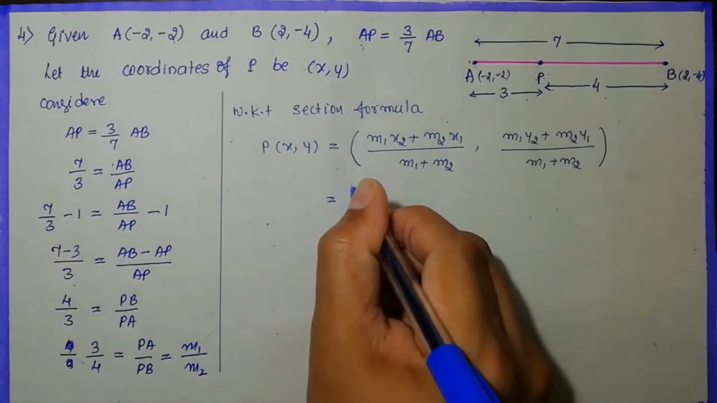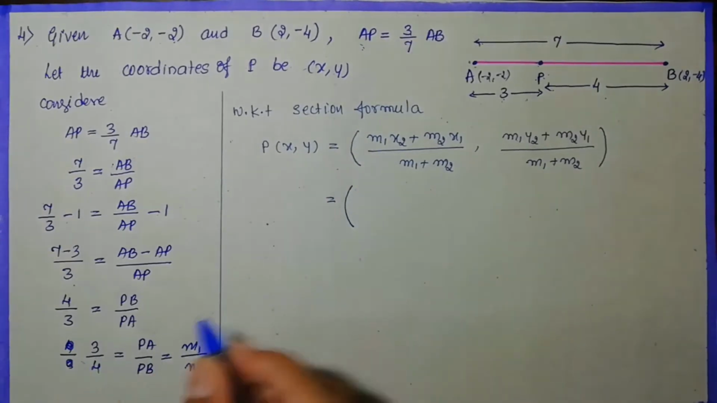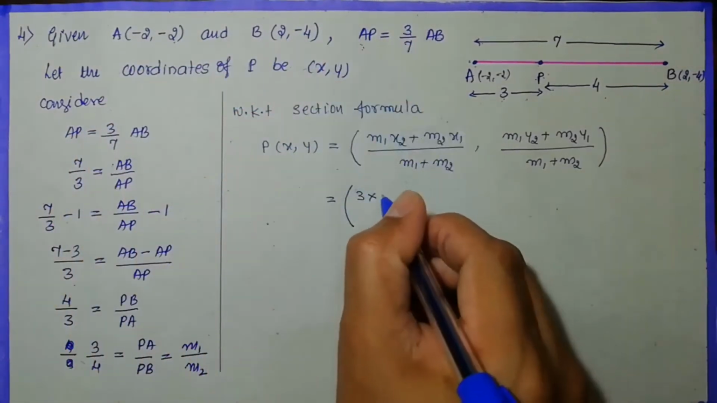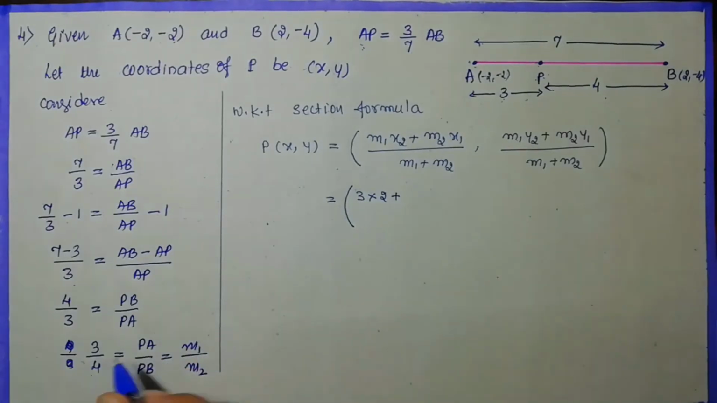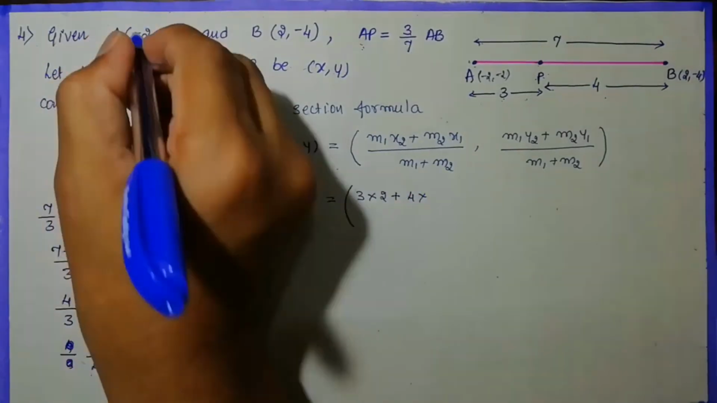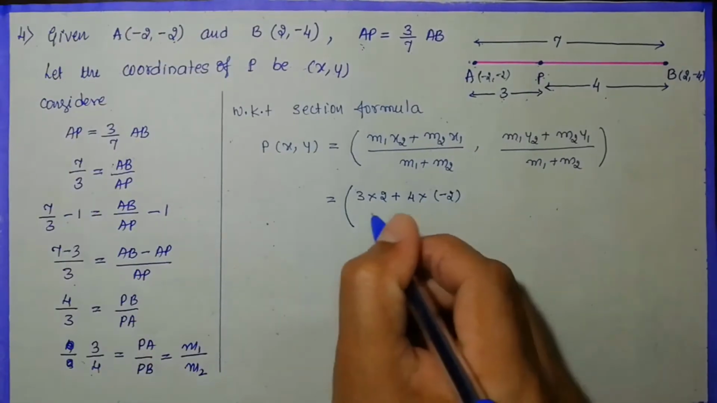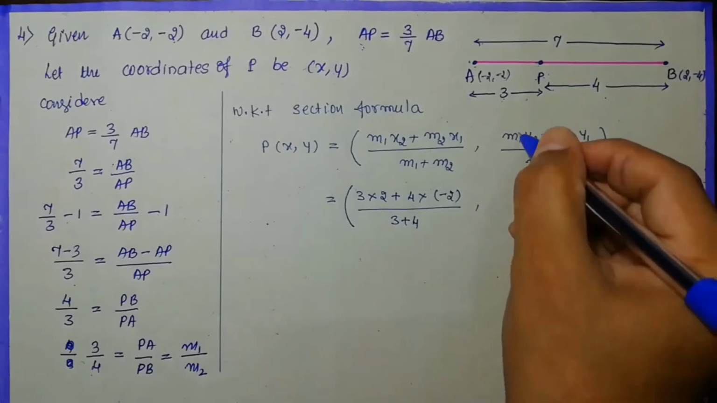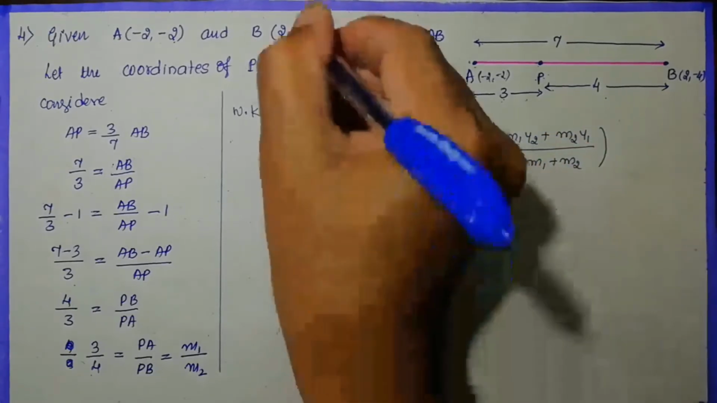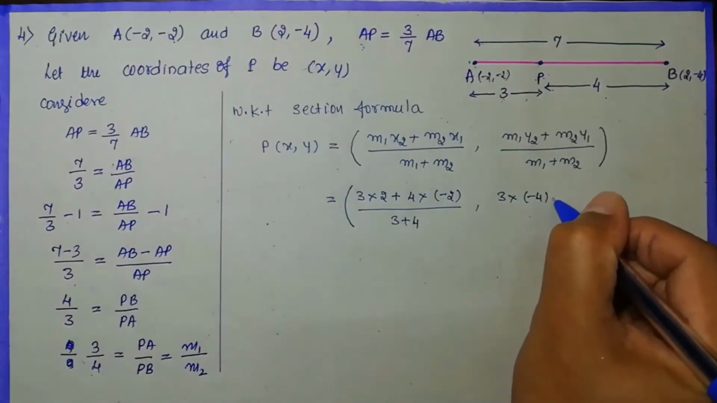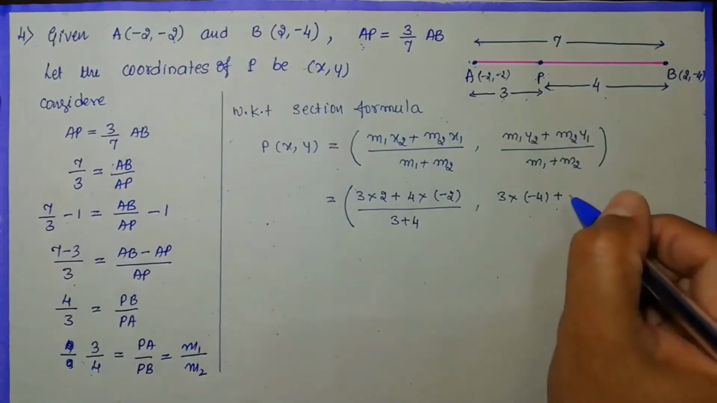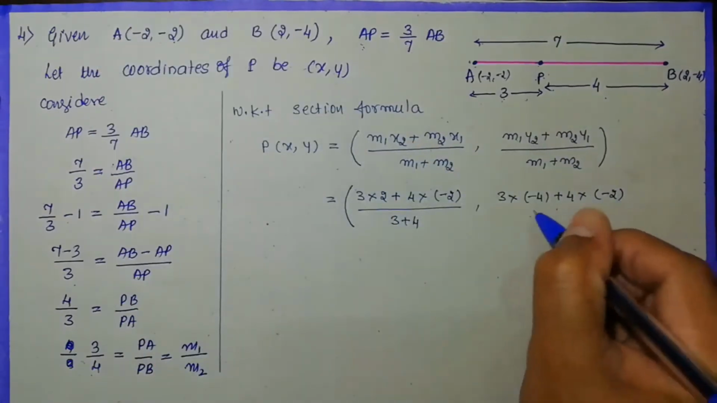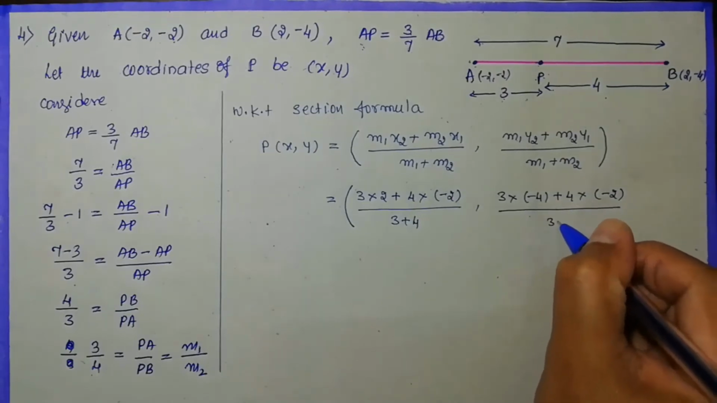I'm going to substitute here. So now look here. M1 means 3. 3 into x2, x2 means 2, and then plus M2 means 4, and then x1 means minus 2, and then divided by M1 plus M2 means 3 plus 4. Next, M1 means 3 into y2 means minus 4, and then plus M2 is equal to 4, and then into y1 means minus 2, and then the whole divided by the same thing, 3 plus 4.